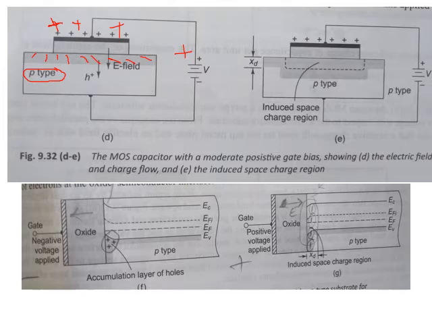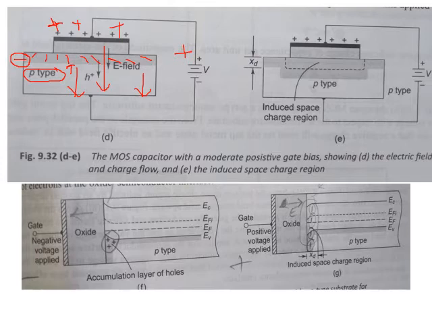And we know always electric field is from positive to negative, so holes will be repelled away, right? And a few electrons may be attracted, very few electrons. And there is a depletion region. Why? Because there are negatively charged ions present near the boundary, right?